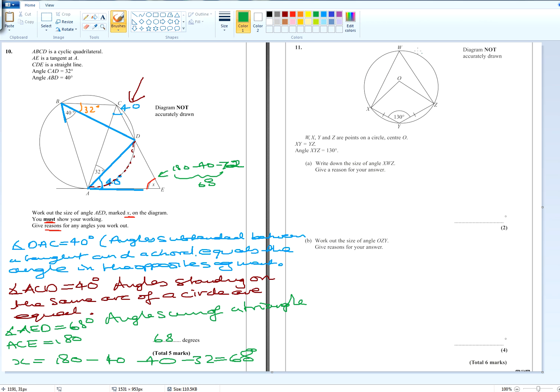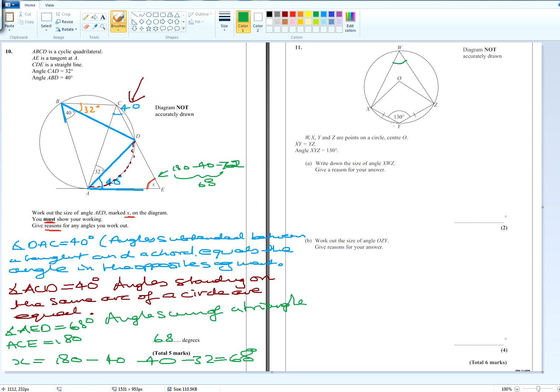Question number 11, W. So we have a cyclic quadrilateral. Here's W, X, Y, Z, a cyclic quadrilateral. Now, write down the size of angle XWZ. XWZ is there. Isn't it 50? So the x and y lines are parallel again. Okay, that we've got to work the angle out.